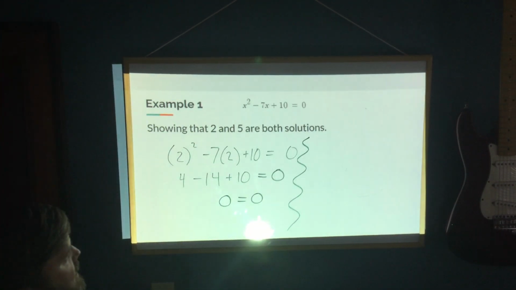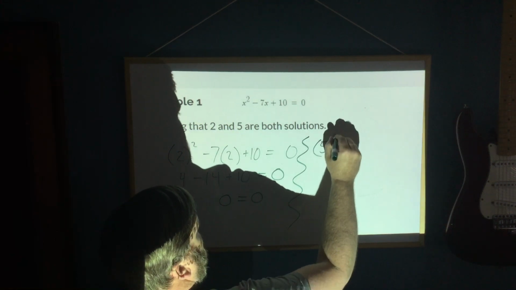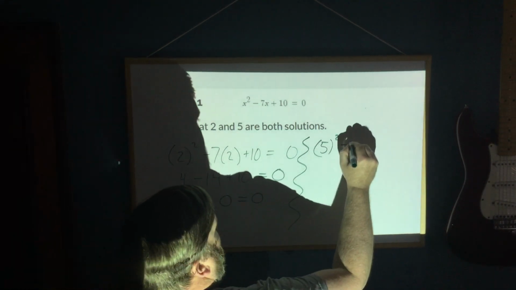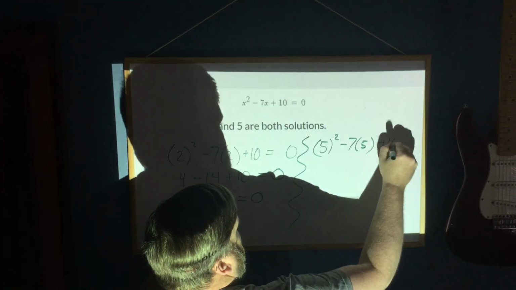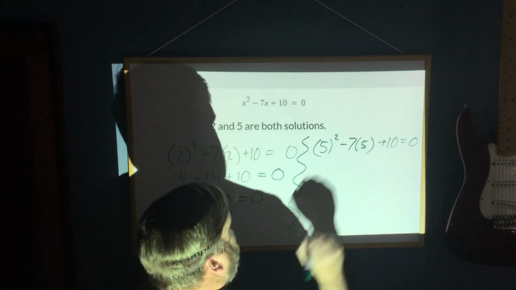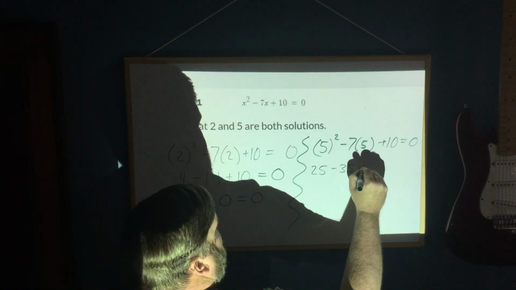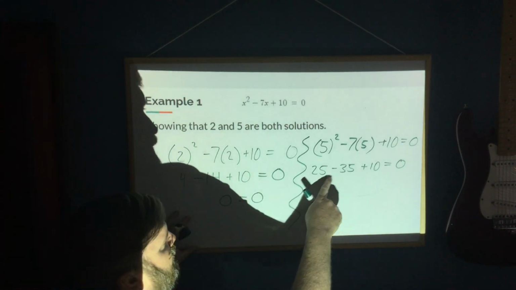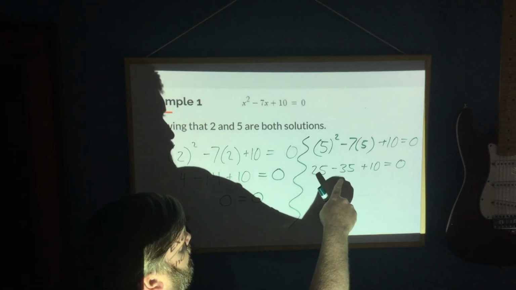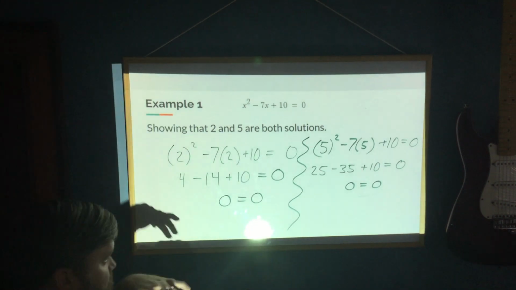Should be able to do the same thing with the 5. So take 5 and square it, minus 7 times 5 plus 10, and that should equal 0. So now I have 25 minus 35 plus 10. That's equal to 0. 25 minus 35 is negative 10. Add 10. 0 equals 0.